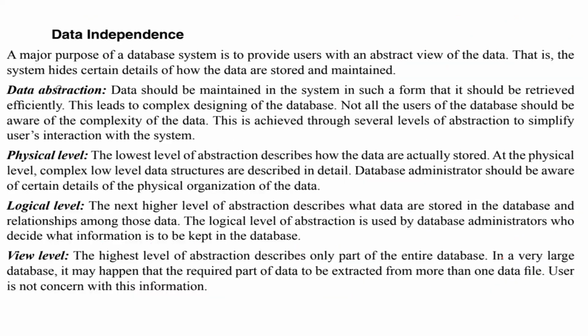Now next one, that is data independence. What is the meaning of that? A major purpose of the database system is to provide users with an abstract view of the data. The system hides certain details of how the data are stored and maintained. It means that all the data is not to be shown in a single instance. It depends on which data we have to show to which authority. So, data abstraction: data should be maintained in the system in such a way that it can be retrieved efficiently and according to your power.